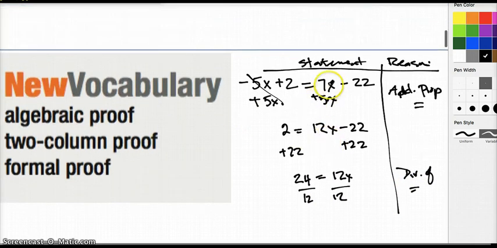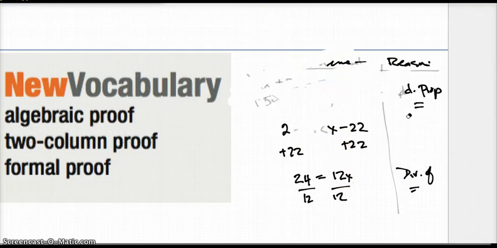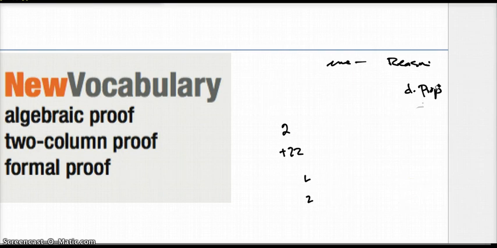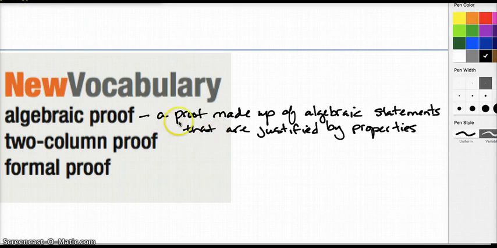So an algebraic proof is when you actually do the algebraic steps, but you're going to justify each of the steps as you go along. I hope that makes sense. So you can write this down for a definition. You could write a proof made up of algebraic statements that are justified by properties, and the key to a proof is that you have justification.